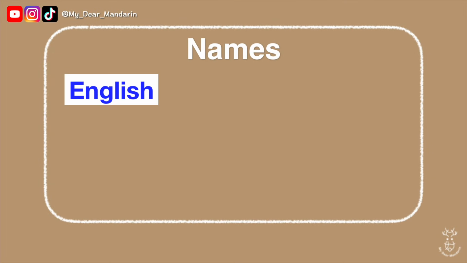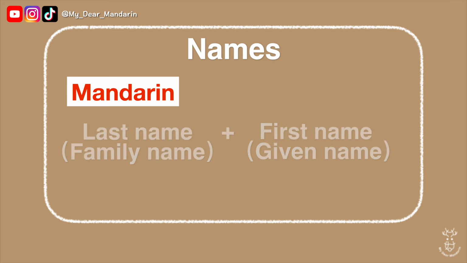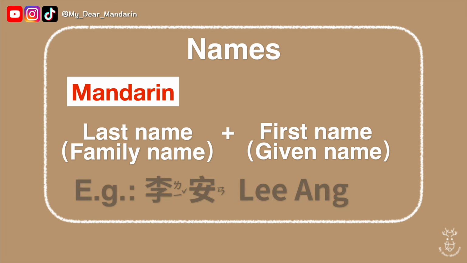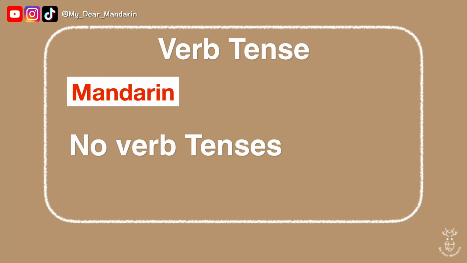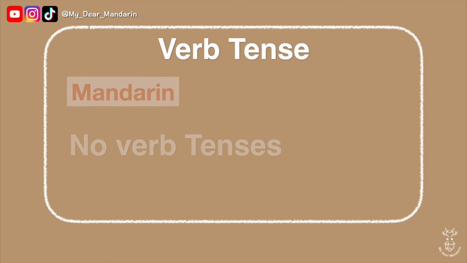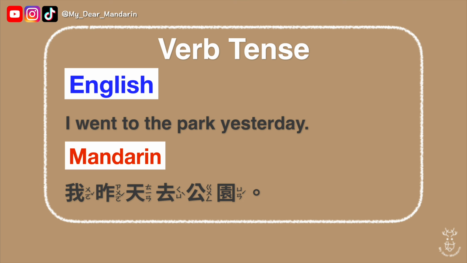The last difference between Mandarin and English is obviously the grammar and structure. For example, in English, when you're talking about names, the order is your first name and then your last name, like Ann Lee. But in Mandarin, it's exactly the opposite, like Li An. Okay? And also, there are no verb tenses in Mandarin. For example, we say, I went to the park yesterday. Well, in Mandarin, we'll say, 我昨天去公园. Word for word translation is, I yesterday go to the park.